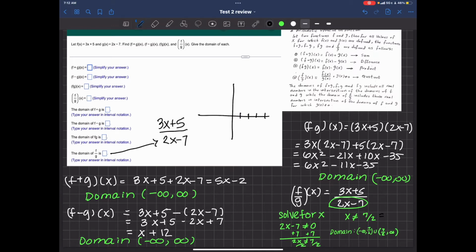This is equal to 3.5. So we come here. This is 1, 2, 3, 4. Right in here, I would have a dotted line. So I would have a function. Something happens here, and then something happens here. And that's what the function looks like.